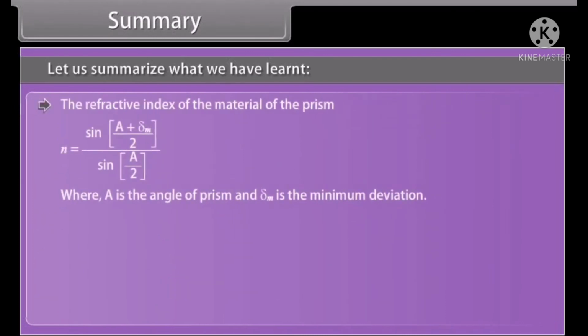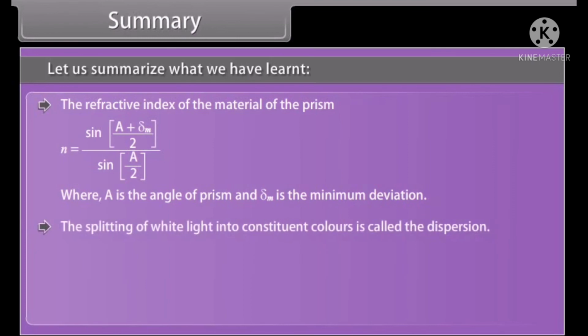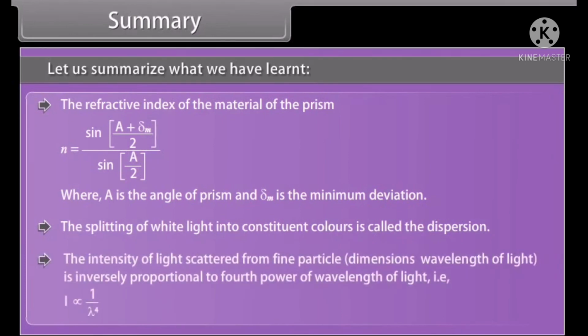The refractive index of the material of the prism, n is equal to sine of (A plus delta minimum) by 2 divided by sine of A by 2, where A is the angle of prism and delta m is the minimum deviation. The splitting of white light into constituent colors is called the dispersion. The intensity of light scattered from fine particles, dimensions less than the wavelength of light, is inversely proportional to fourth power of wavelength of light, that is, I directly proportional to 1 upon lambda raised to the power 4.